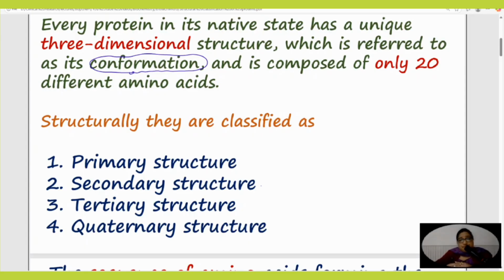It is composed of 20 different amino acids. Okay, so whenever it comes to the structural classification, the proteins are classified into primary structure, secondary structure, tertiary structure, and quaternary structure.